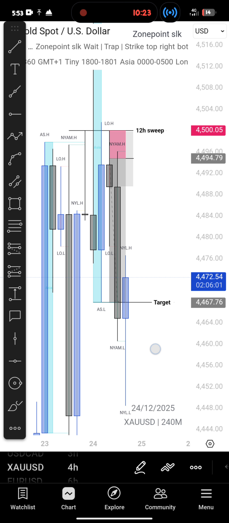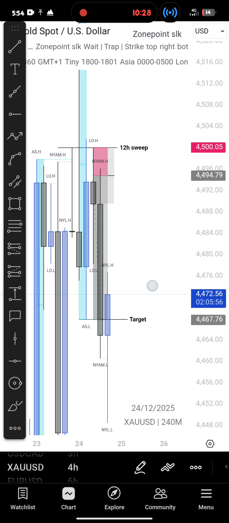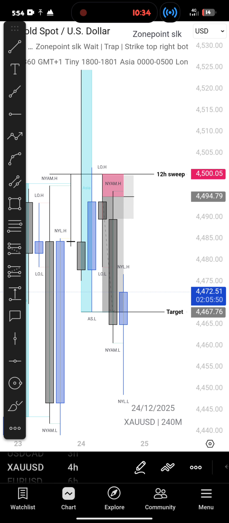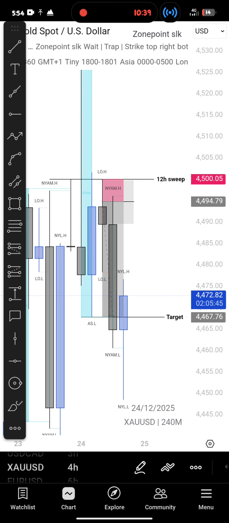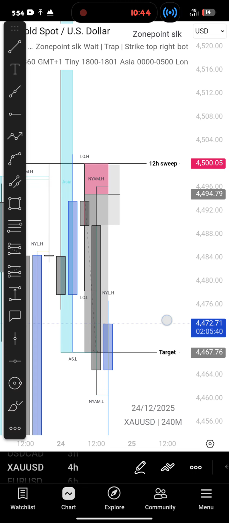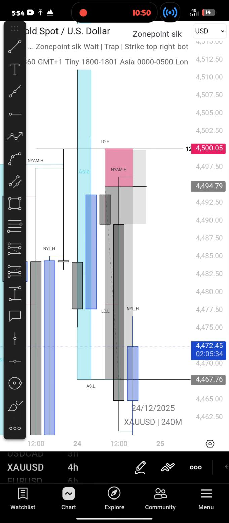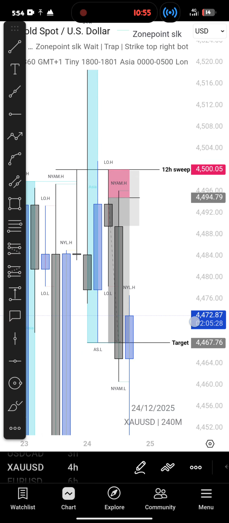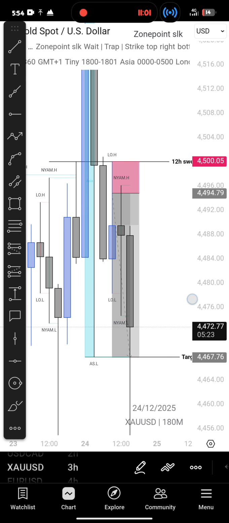When I was on the 4 hours, I didn't know this was a sweep that happened on the 12 hours. On the 4 hours, I saw that price did not take out either Asia high or Asia low. Price did not do anything. But when London opened, this was the London high and this was the London low. On these 4 hours, I was unable to see a clear entry, so I moved straight to 3 hours to see what the 3 hour candle was printing for me.